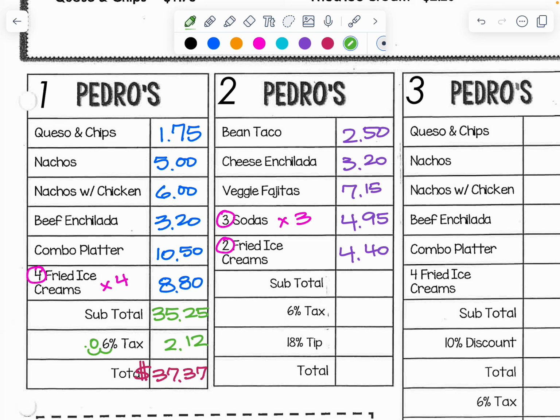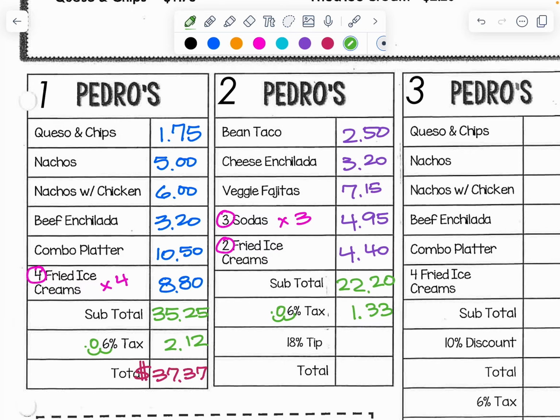For a subtotal, we add these all up. And you should have gotten $22.20. All right. Now we're going to multiply by tax. Choop, choop. Make it a decimal. Look out for rounding. And you should get $1.33.